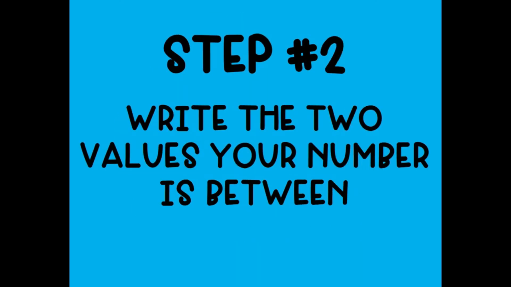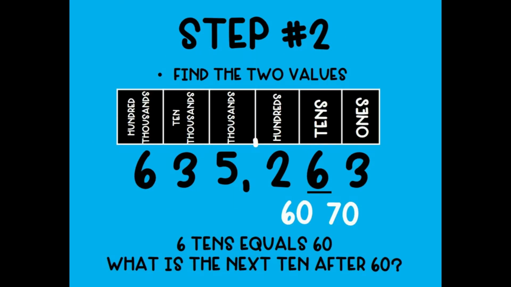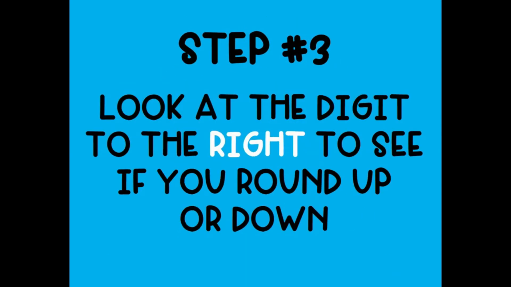Step 2. Write the values your number is in between. The value of the underlined digit 6 is 60. What comes after 60 counting by tens? 70. So the two values are 60 and 70. So we will round to one of these. Now for the next step, step 3.